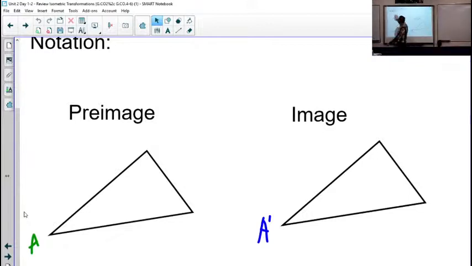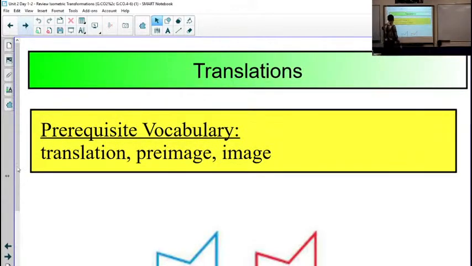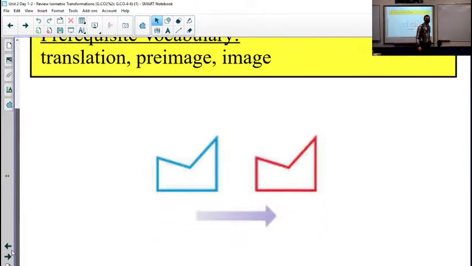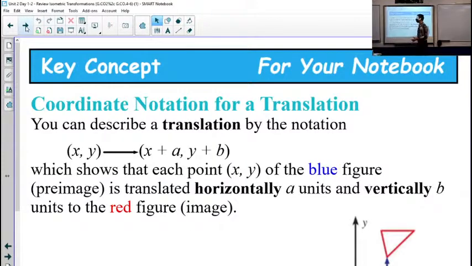So let's talk about our first type of transformation, which is a translation. Translation is our shifting. That's what we're going to spend most of today talking about. We are going to shift our shape up, down, left, or right. And to describe the instructions for how we move this shape, we're going to have what's called a coordinate rule. And the coordinate rule is exactly what it sounds like. It's going to be a rule that describes what happens to the coordinates.